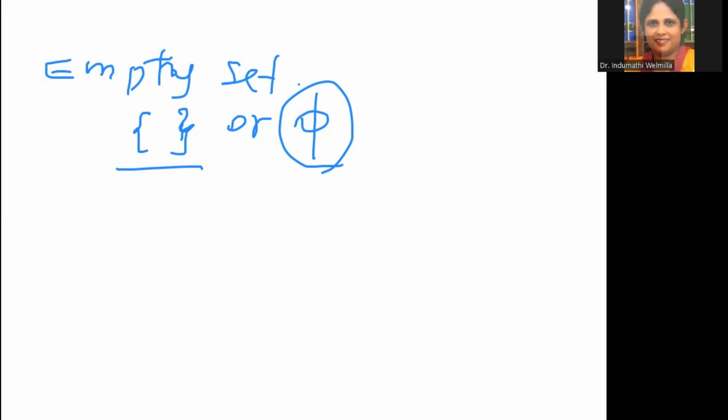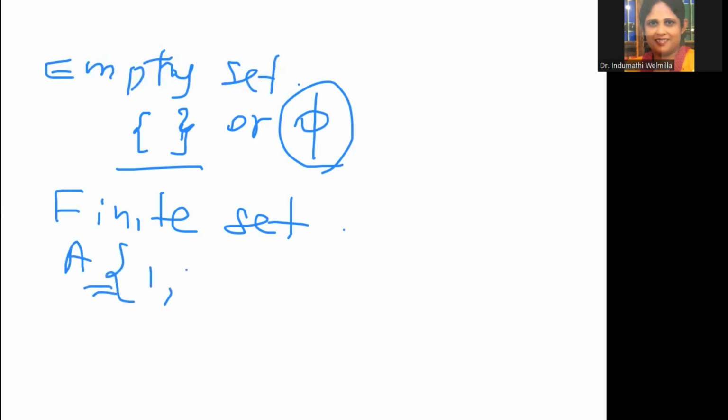Finite set is another type of set. A set which contains a definite number of elements is called a finite set. Example, the set of natural numbers up to 10 is a finite set. We can write it {1, 2, 3, 4, 5, 6, 7, 8, 9, 10}.